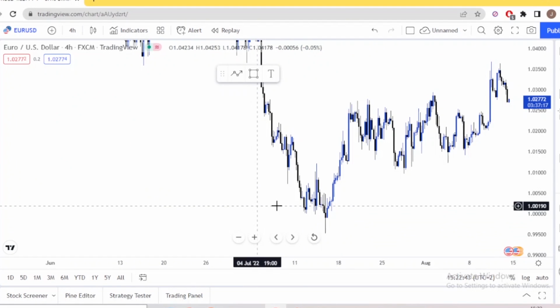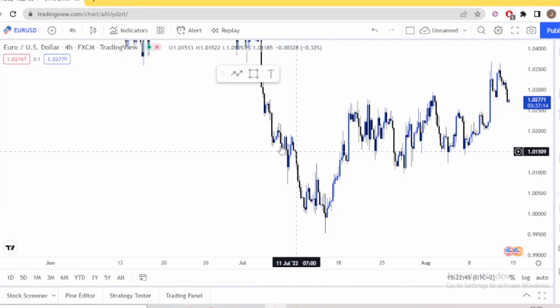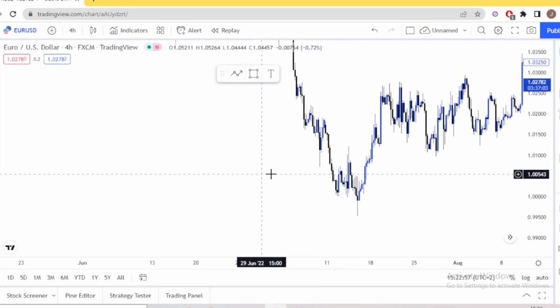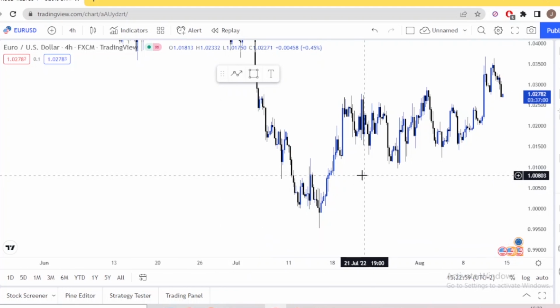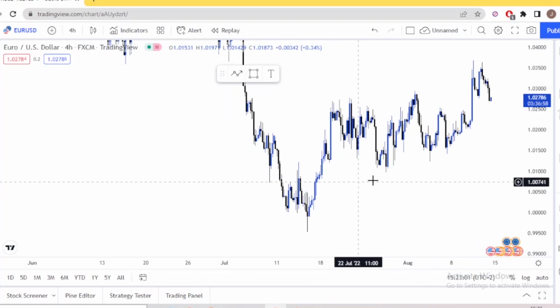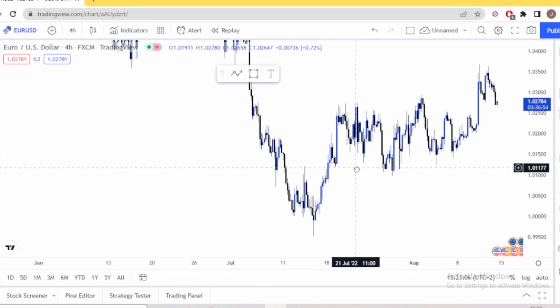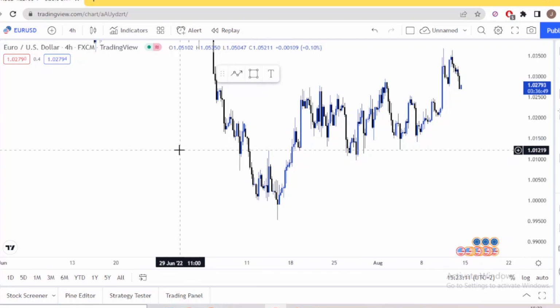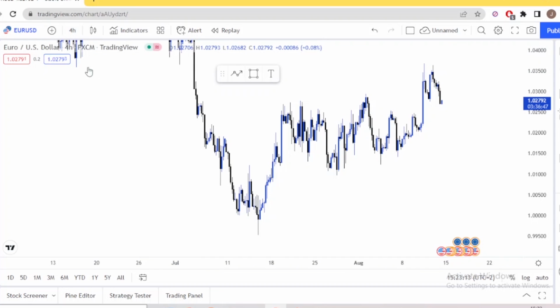Okay guys, in this video I'm going to be showing you how to do a top-down analysis using smart money concepts. To be able to do a top-down analysis, you need to understand the change of character, the break of structure, and also your pullbacks. I'm going to be starting with the EURUSD. The first thing you need is to go to the 4-hour time frame or the daily, but I prefer using the 4-hour time frame.